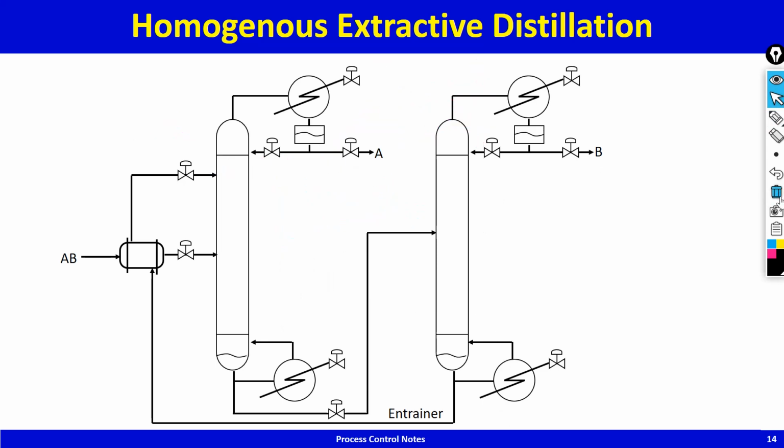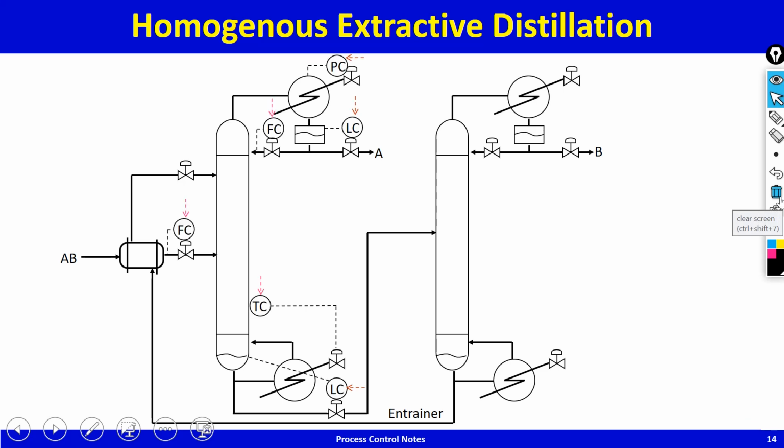Now let's draw its control system. So you've got feed under flow control. On the column you've got reflux rate fixed, standard pressure control, level control, and then you've got a temperature controller that manipulates the reboiler steam or the reboiler duty. And the idea is this temperature is held constant so that a leakage down the bottoms is prevented.